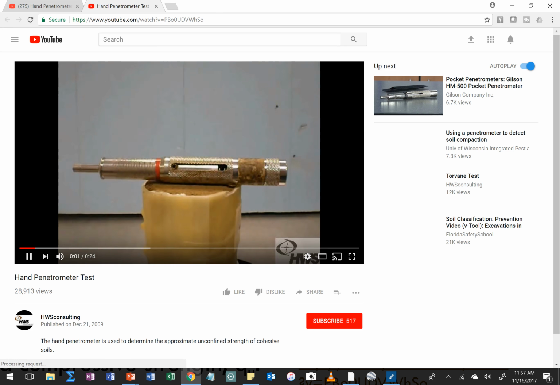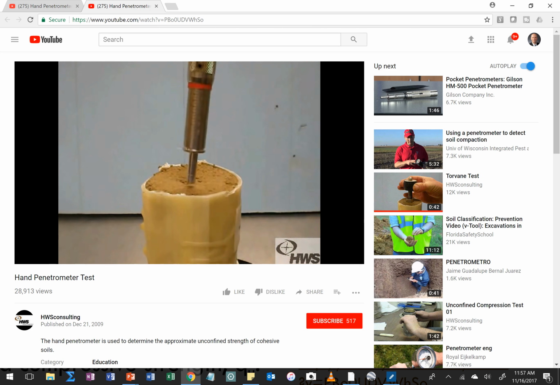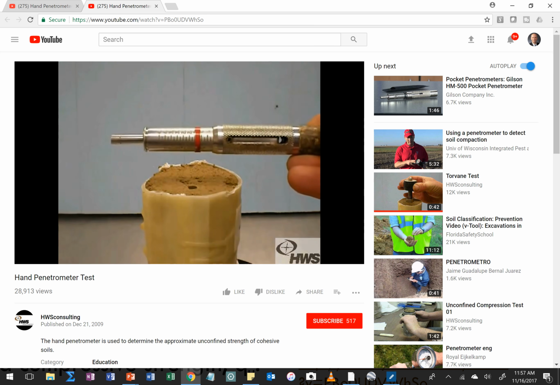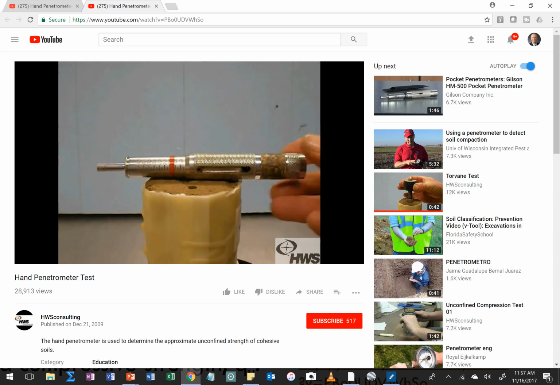There it is. That's the pocket penetrometer. So you see it's a pen. It has a spring inside it. There's a little line that you can faintly see that he pushes the probe in until he reaches that line, and then the little red slider slides on a scale, and we correlate that directly with the unconfined compressive strength of the soil.